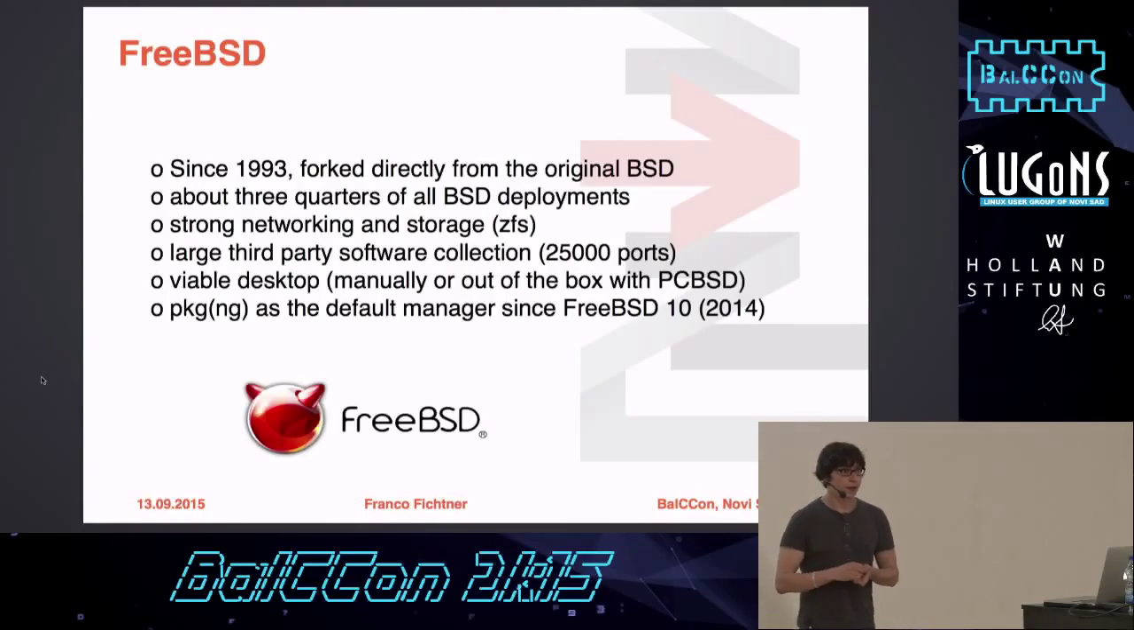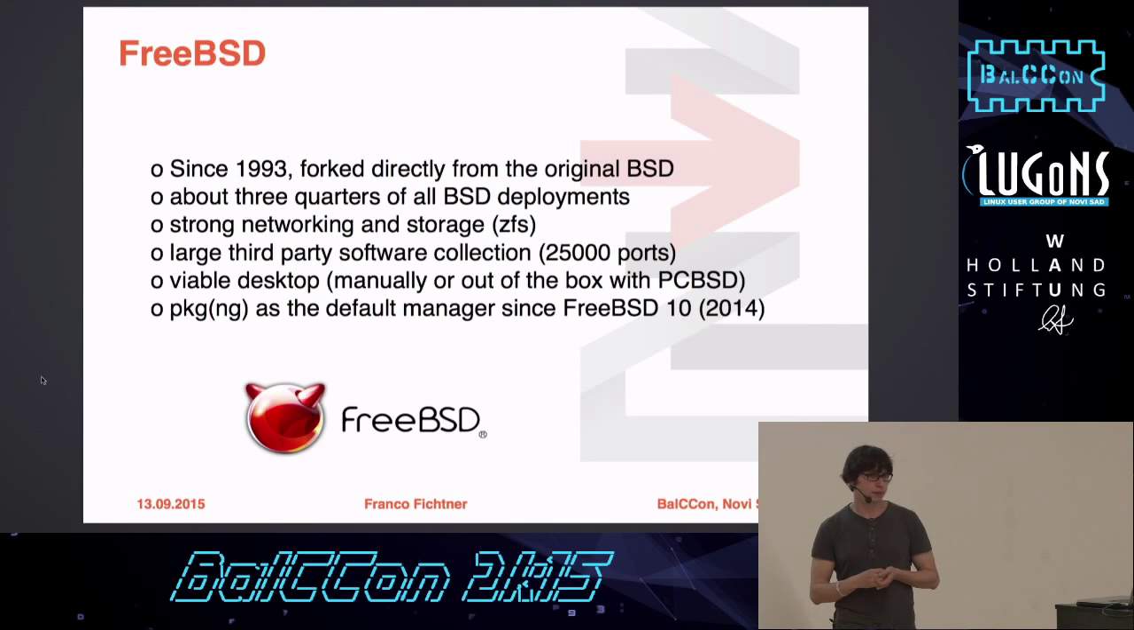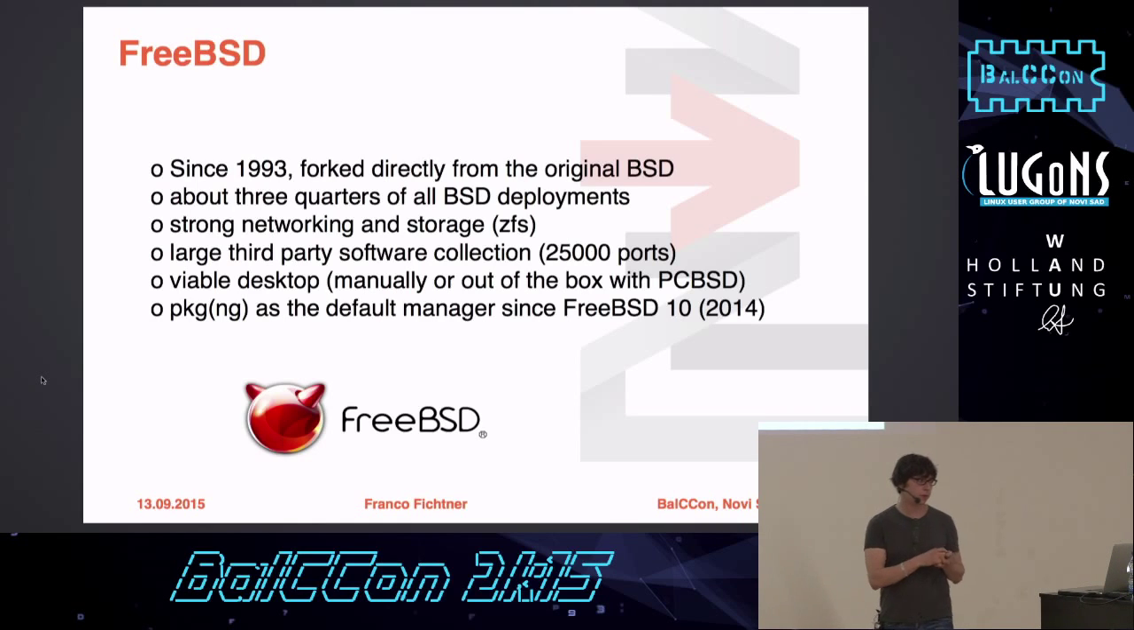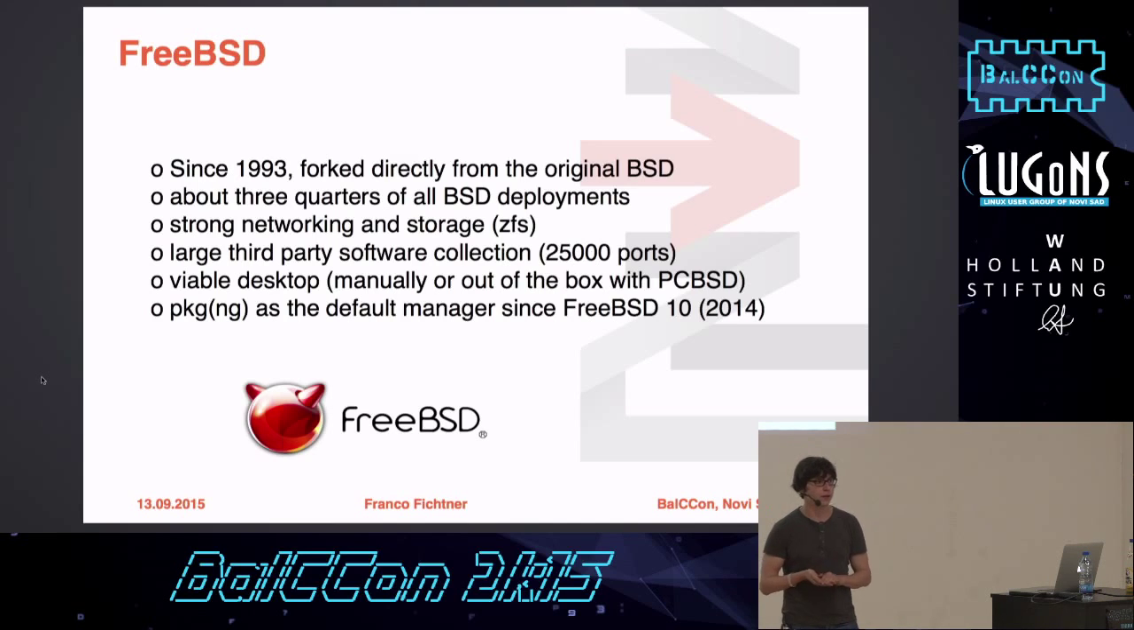FreeBSD itself is really old, since 1993. It was forked from the original Berkeley Software Distribution. And I think about 3/4, or at least that's what Wikipedia says, of all the BSD deployments right now are FreeBSD. We also have FreeBSD in a modified version in most of the popular systems. Juniper OS is somehow based on FreeBSD. They're not really clear about this. We have FreeBSD in the PlayStation 4.